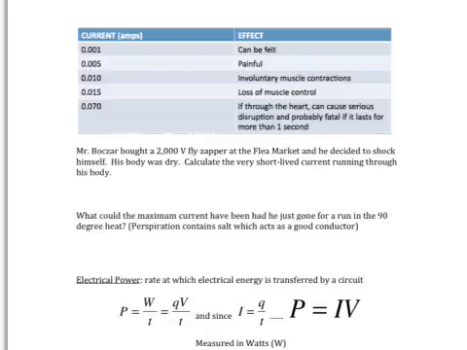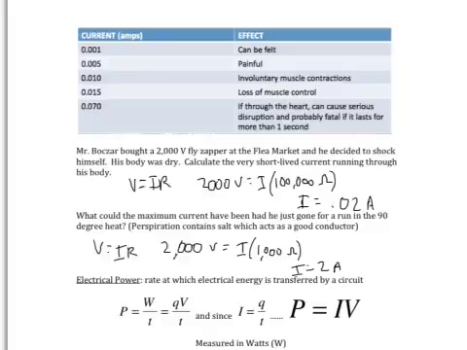Please take a minute to pause the video now and try these next two questions. So for the first question here, 2000 volt fly zapper, that's the voltage, and we know Mr. Bozar's body, when dry, has a resistance of about 100,000 ohms. So we go and solve for the current, and that's 0.002 amps. And if we look at our chart, that would fall somewhere in this vicinity range. So it would definitely hurt, and definitely contract the muscles a little bit, loss of muscle control.